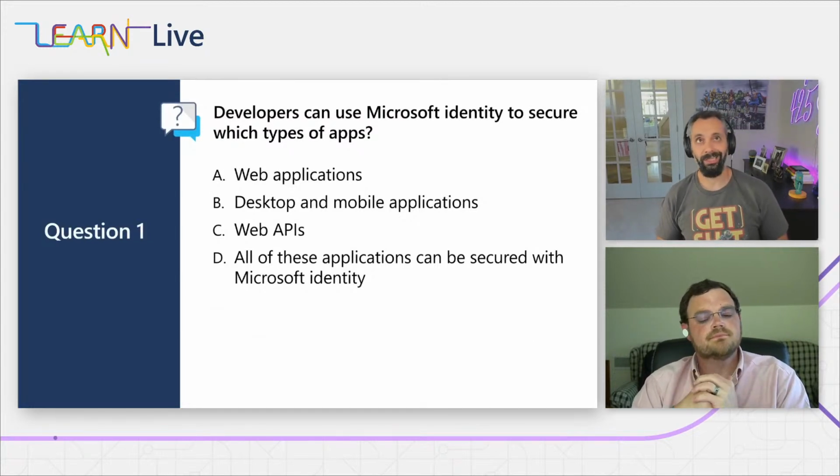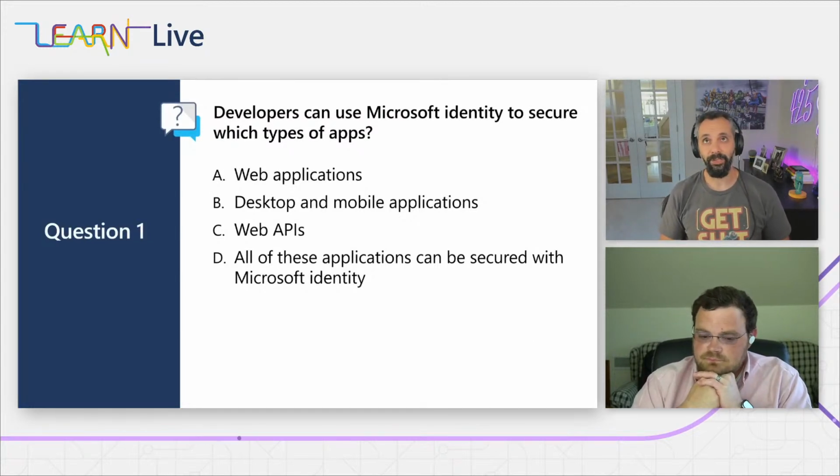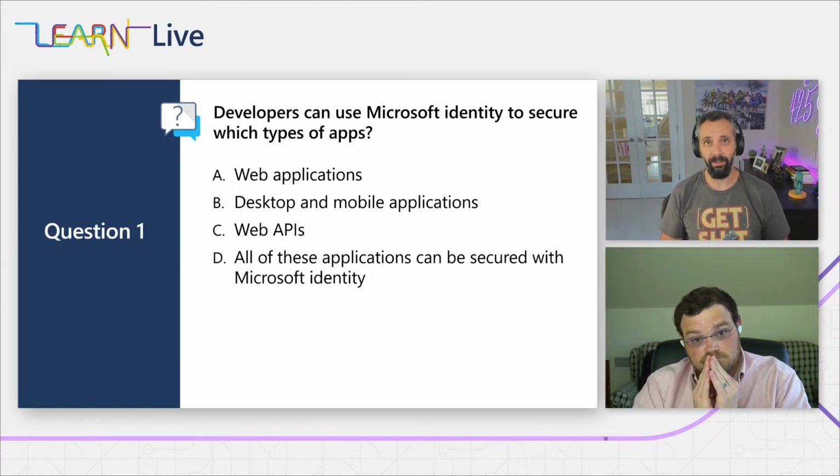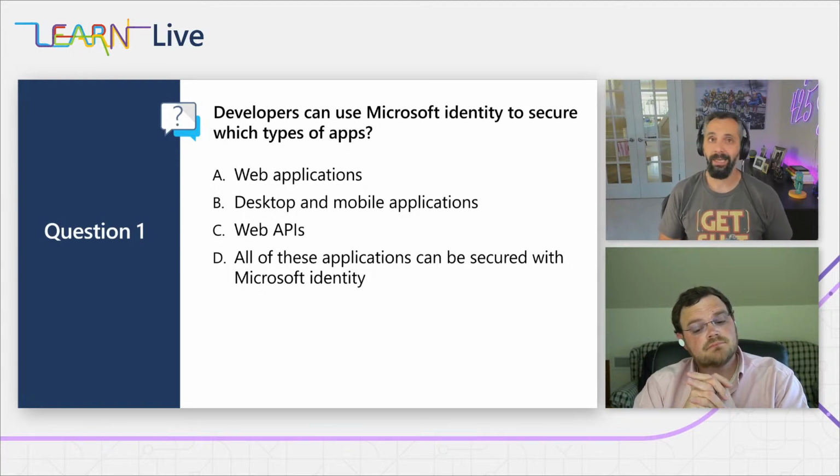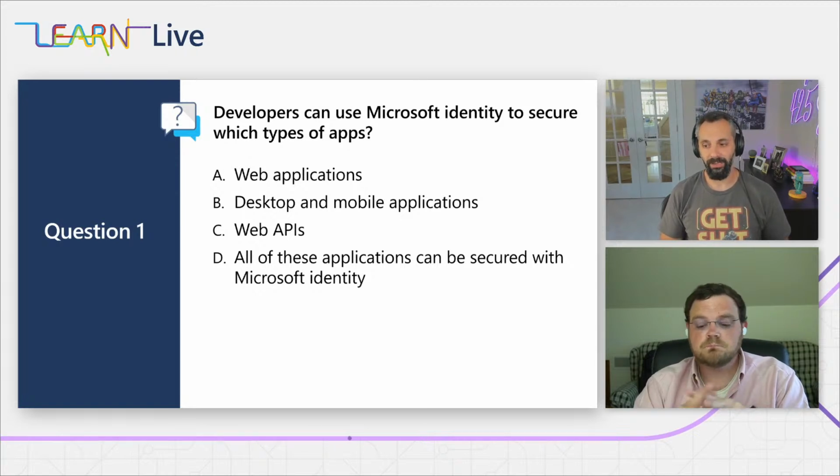But the first question is about, can developers use Microsoft Identity to secure which types of applications? So it's web applications, desktop and mobile applications, web APIs, and all of the applications can be secured with Microsoft Identity.